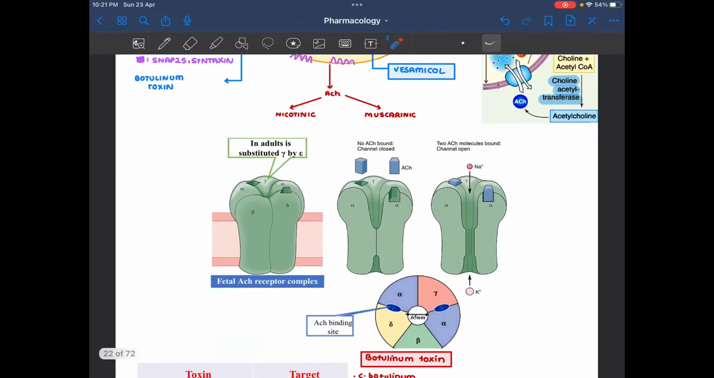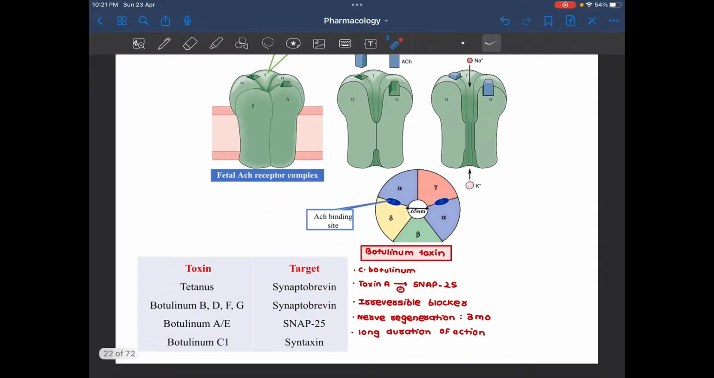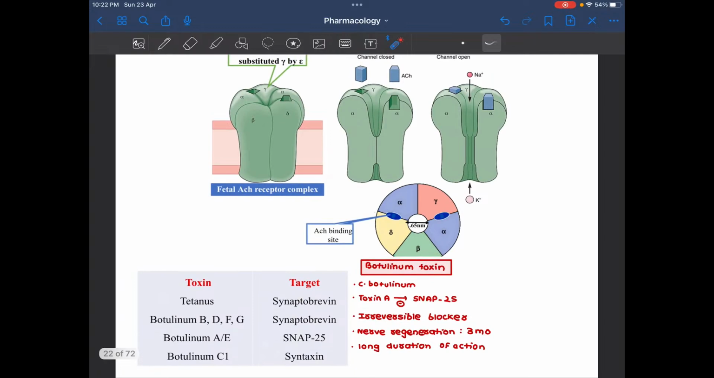So this is the receptor that is an NM type of receptor. The NN type of receptor is mainly at the ganglia; we're not going to discuss its structure in great detail, but we've already talked about the NM type of receptors and how they have different subunits, that is the alpha, gamma, delta, and beta subunits. And don't forget the acetylcholine binding site between the alpha-delta and alpha-gamma sites. Now, we're going to talk about the botulinum toxin.